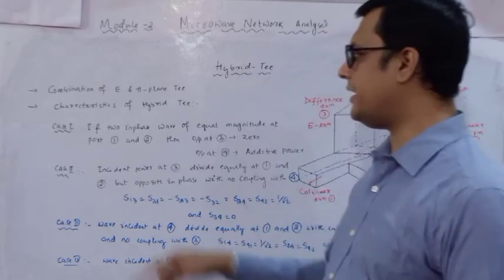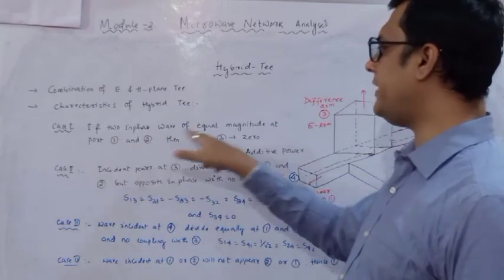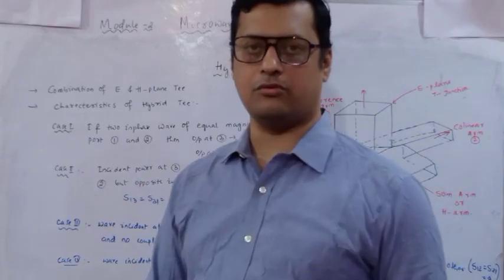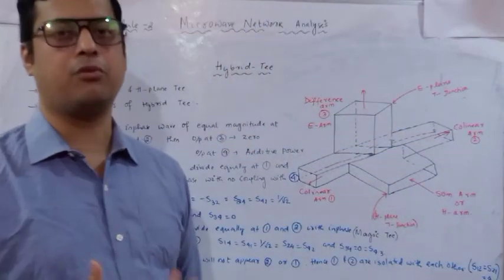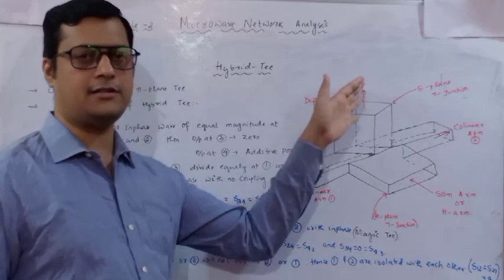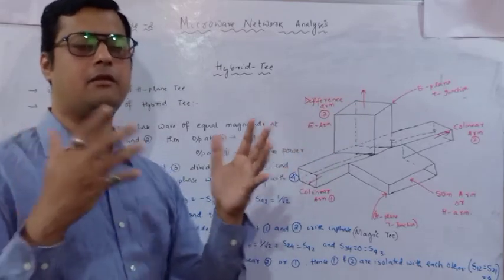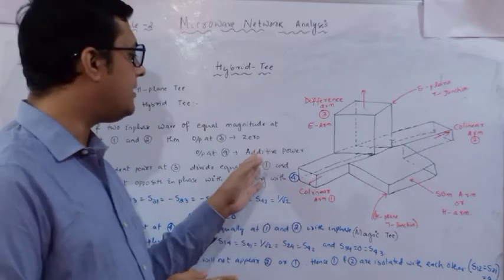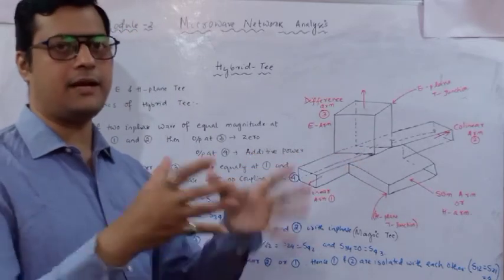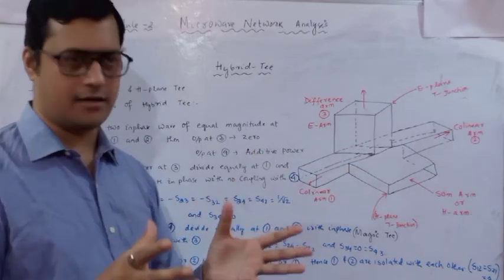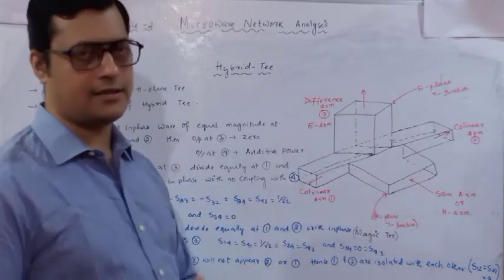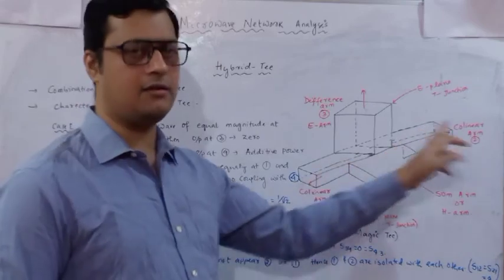The first one, case 1: if two in-phase waves of equal magnitude are provided at port 1 and port 2, then power is available at port 4, not at port 3, because port 3 is the difference. The same power will be cancelled out with each other and the resultant is 0. At port 4 we will achieve the maximum power. It is called the sum arm. As you can see, I have written it is called the sum arm, this is called the difference arm, and these two arms are called the collinear arms.